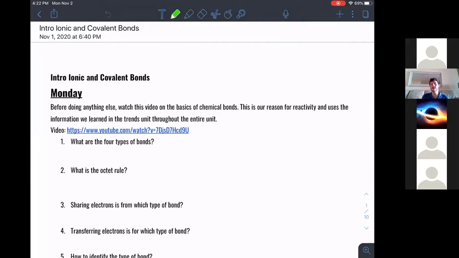So you guys are going to be learning about ionic and covalent bonds and about just why bonds form in general. And we should already know the idea that we're forming bonds to fill our octet rule, which means that we want to have 8 valence electrons in our outermost orbital.